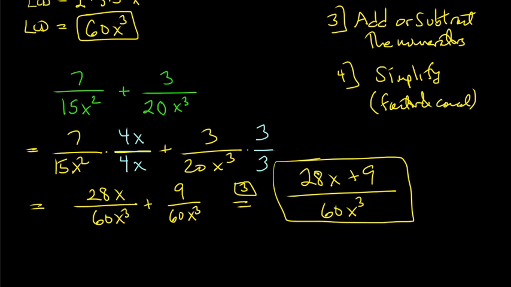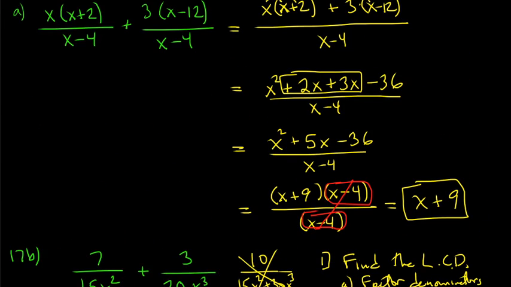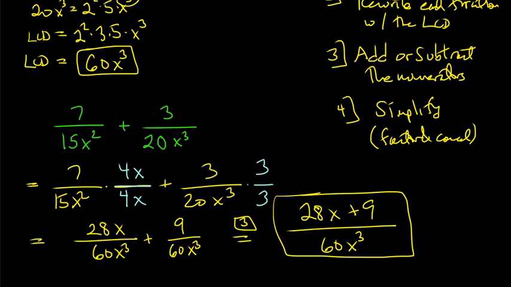So in this case, there was nothing to simplify, but just keep in mind that in other problems, there could be. There was in this problem where we had to factor out the x minus 4. But here, this is as far as we can go. All right, let's move on to part C.